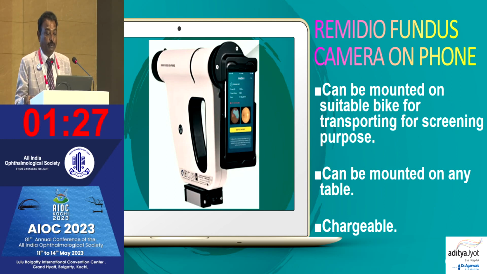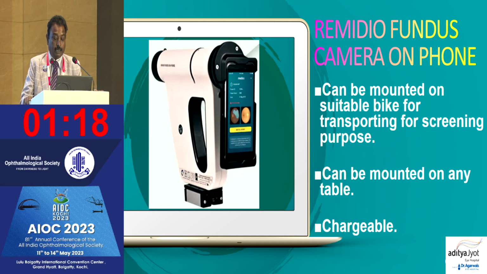in the mobile phone. And the Remidio fundus camera on phone can be mounted on a suitable bike for transporting for screening purposes. Like here, you see, you can use it as a handheld, but I like the patient to be stable, and the examiner or the semi-skilled worker to be stable, so you can have the chin rest, which costs a little extra money, where it can be mounted on any table.